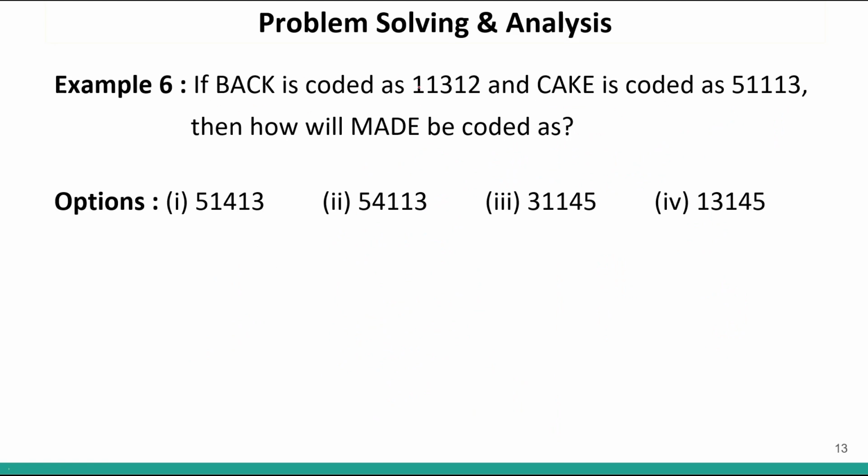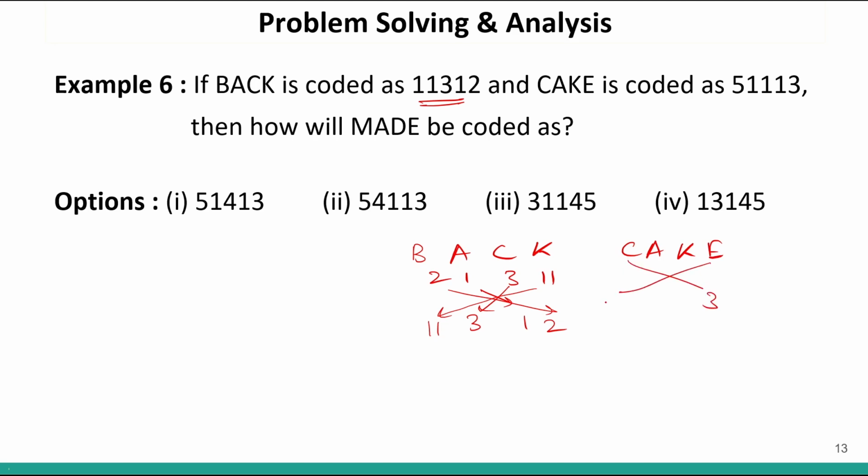So whenever you get a question like this, I can see these are probably ranks. So back, if I write forward ranks, this is 2, 1, 3 and 11. Now over here it is written as 11, then 3, then 1, then 2. So a crisscross pattern. We have seen this pattern numerous times. Similarly for cake, this will be 3, this will be 1, this will be 11, so 11, 5, 1, 3. So it is true for cake as well.